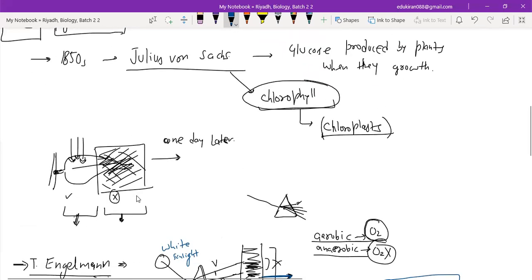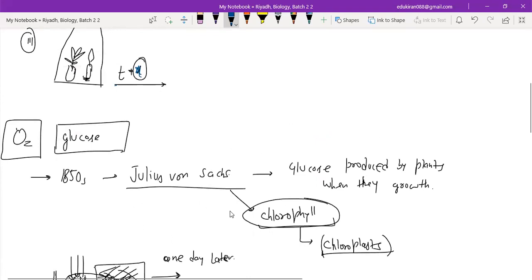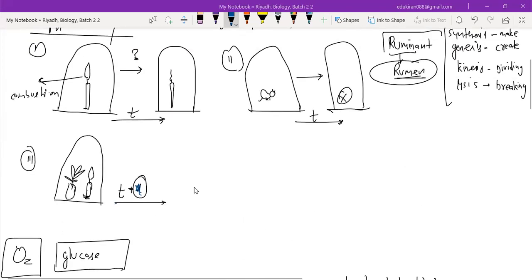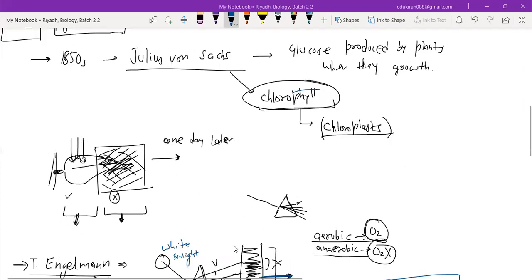Then we moved to Julius von Sachs, and he said that as plants grow, they also produce glucose, and that is happening because of the green parts of the plants, which contain chlorophyll in chloroplasts. Yes, Aisha is asking, can you explain the second experiment? Is it this one, Aisha, what I'm talking about right now, Julius von Sachs? Say yes or no. Yes, okay.